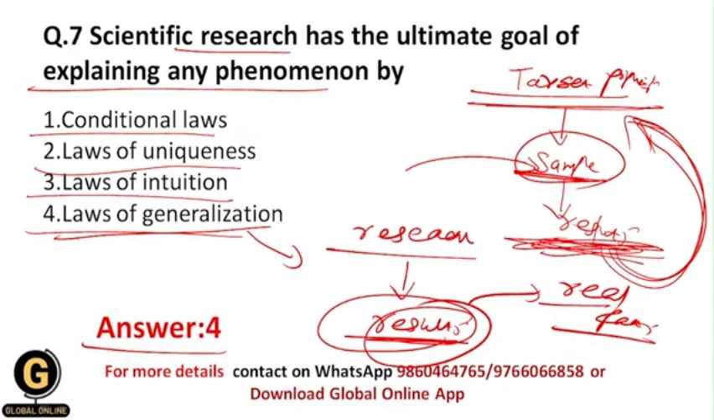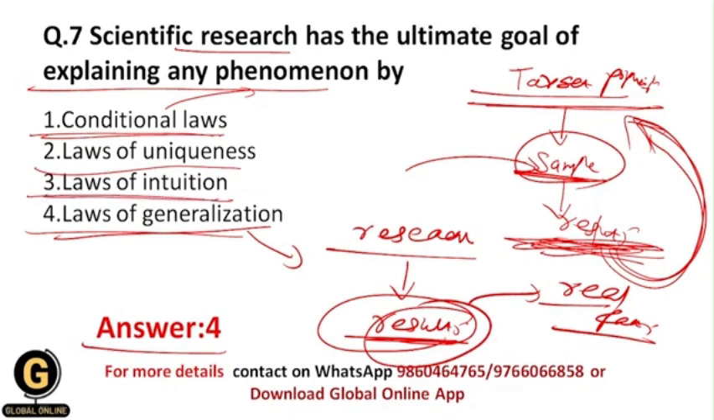Okay. So basically what are the conditional laws? Conditional laws are nothing but the laws which fulfill the proper conditions. For example, some research studies require some kind of conditions. So when we fulfill those conditions, then only our results will be valid. If the conditions are not there, then obviously the results will be invalid. So these are the conditional laws.